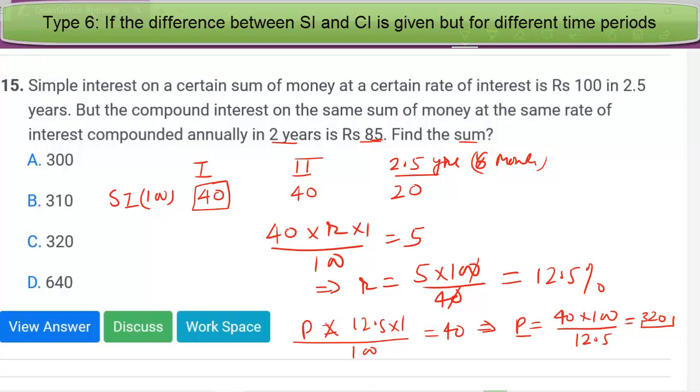So we have taken many different types of questions in compound interest. I hope this helps.